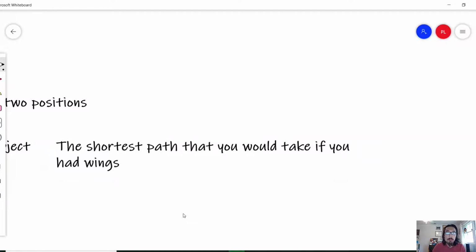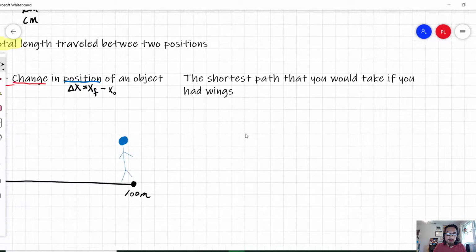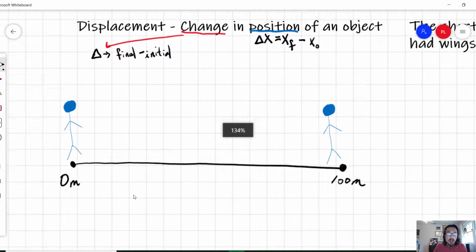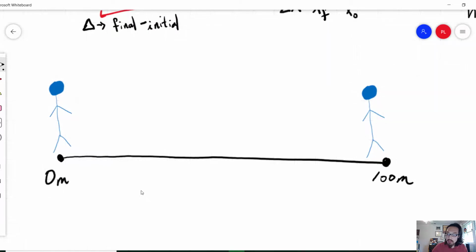All right, now you might be thinking to yourself, Mr. Lee, I don't really see the difference between distance and displacement. Well, if that's the case, I think the best thing that we can do is take a look at an example. So I have here a scenario. All right, here we have Mr. Lee. Mr. Lee is at position 0 meters here, and I walk to the right. Okay, I walk to the right 100 meters. Okay, so nice and simple.